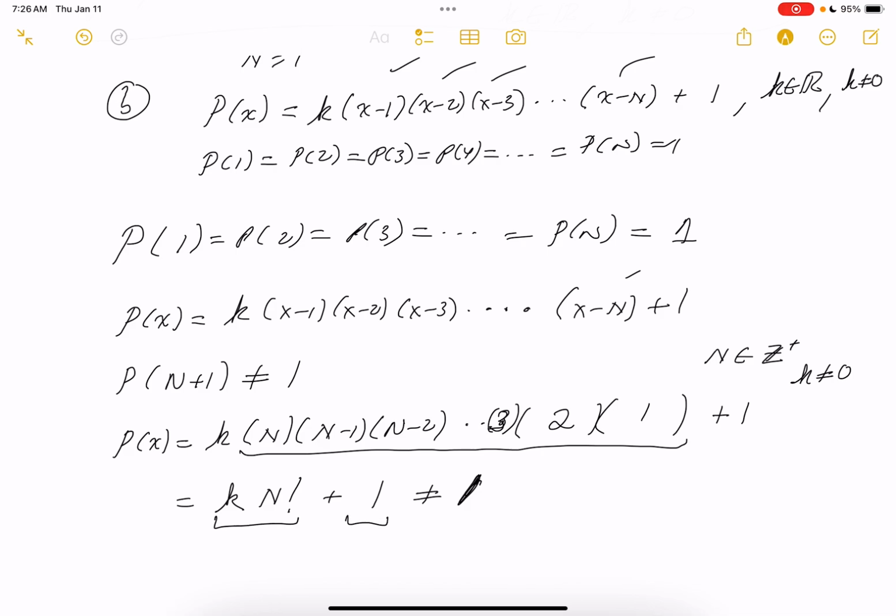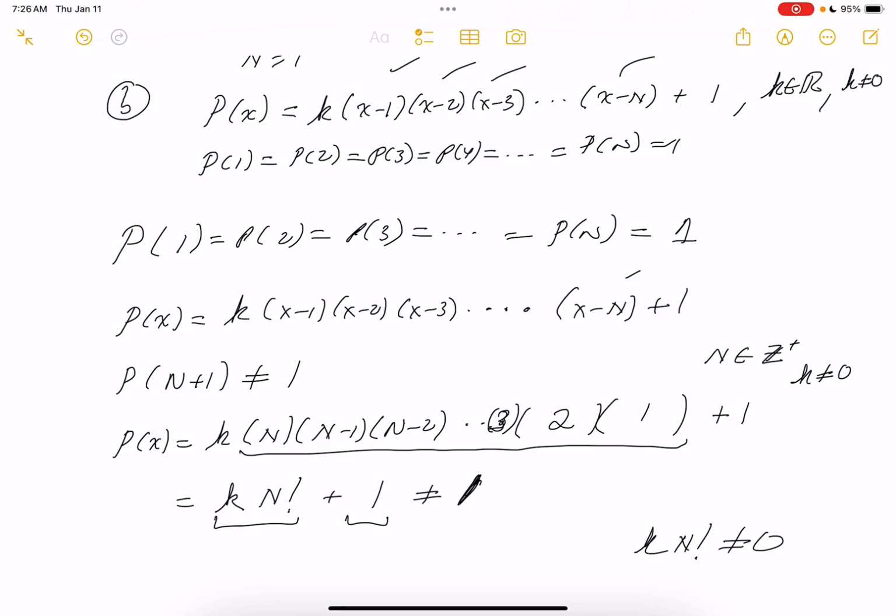All right, that's going to be some number plus 1. It's not equal to 1. All right? So it should be clear for n is a positive integer greater than 0. That means 1, 2, 3, 4, so on. Certainly positive integers. K not equal to 0. That k n factorial is not equal to 0. And that's why I'm saying this thing is not equal to 1. So we just showed that. Then we'll go on to part C.